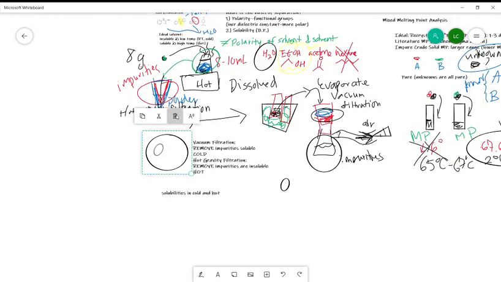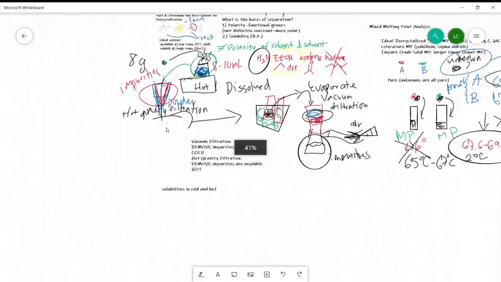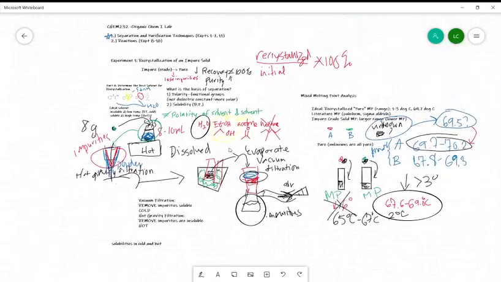Okay, so hopefully that was helpful. And then here's the whole board. So that was essentially your main goals of experiment 1 and experiment 2.